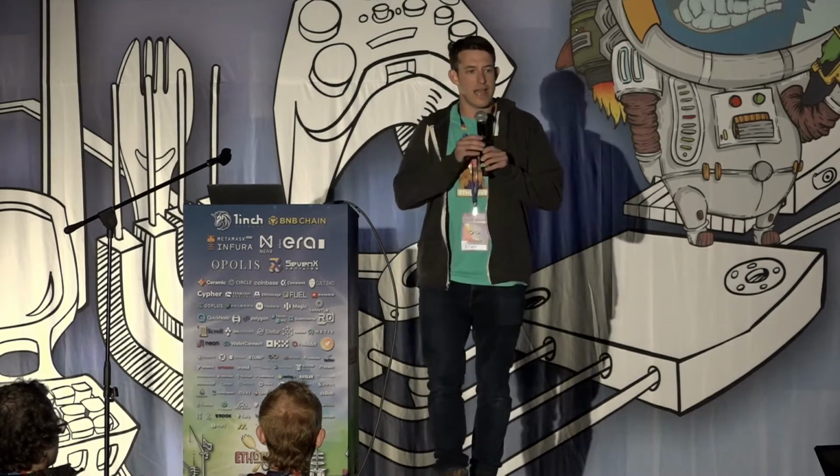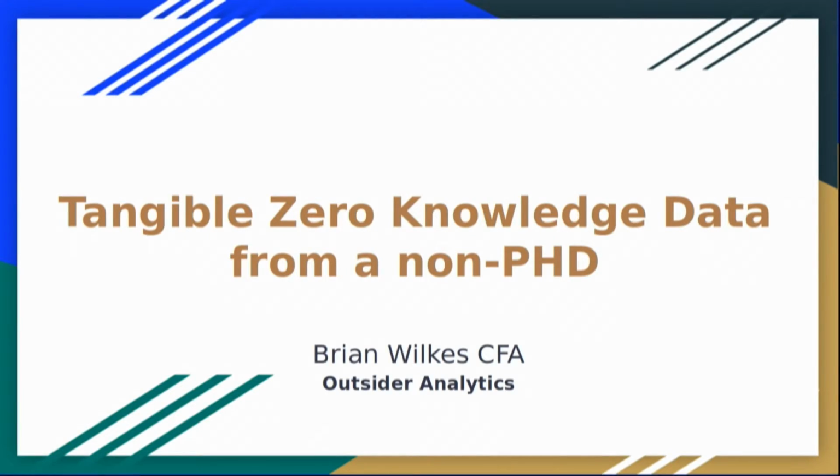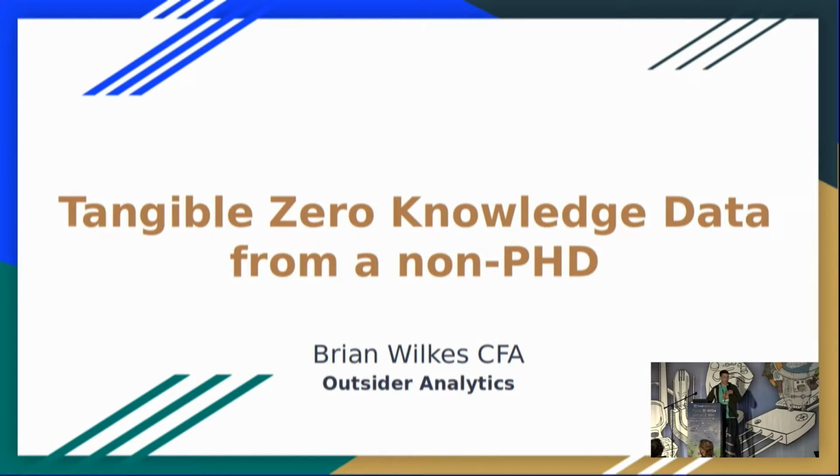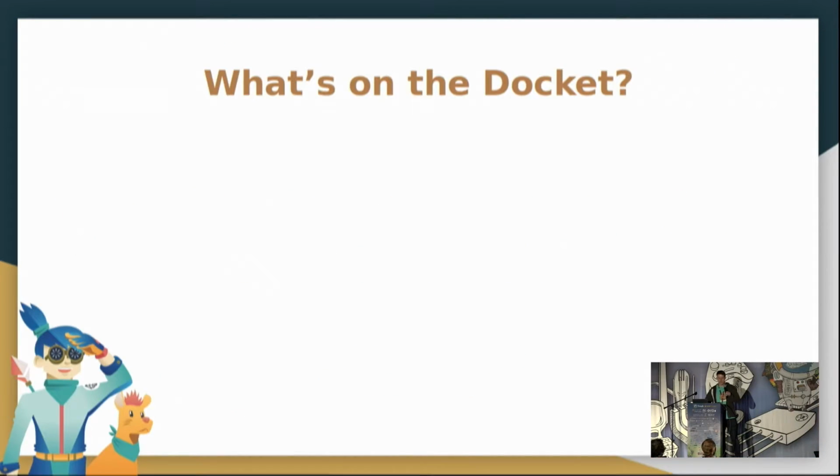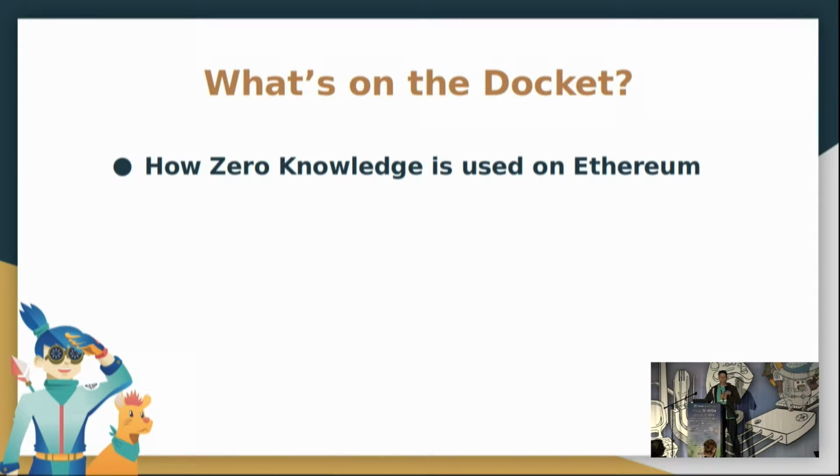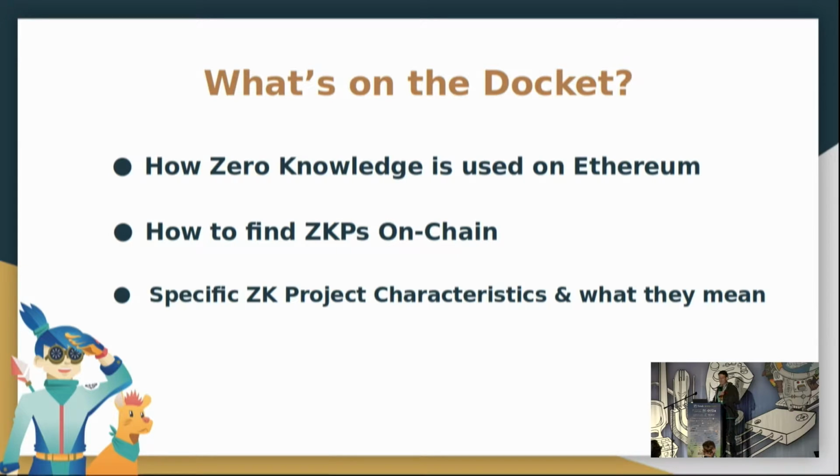Today I'll be talking about tangible zero-knowledge data from a non-PhD. I am the non-PhD, Brian Wilkes. You may know me by Outsider Analytics. So what's on the docket for today? We're going to look at how zero-knowledge is used on Ethereum, how to find zero-knowledge proofs on-chain, and specific ZK project characteristics and what they mean.